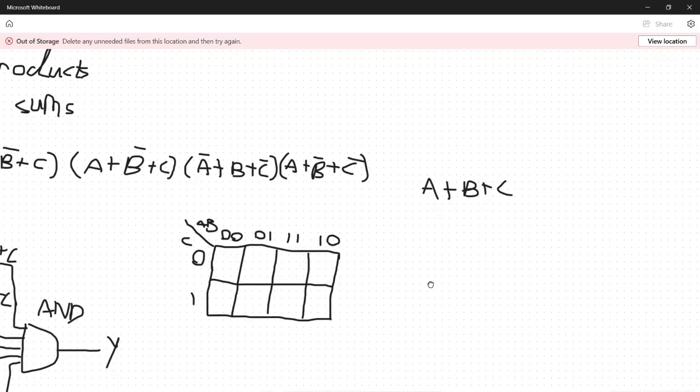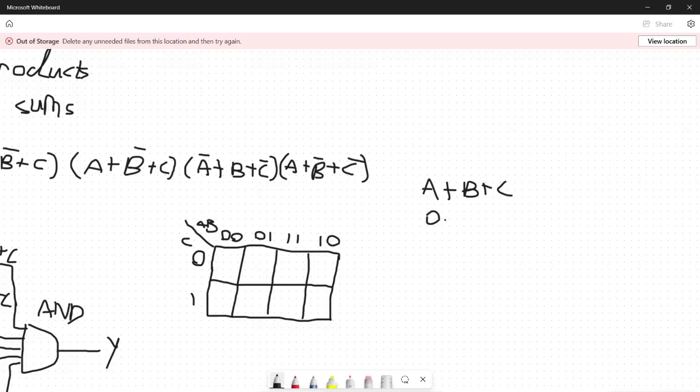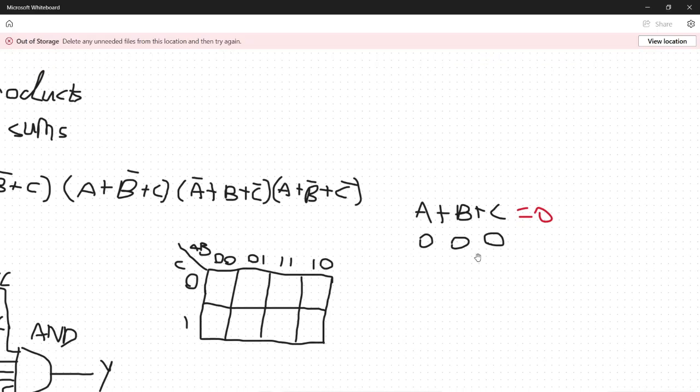And we'll get to why in a bit, but let's first see. So for this to be 0, all three of the digits have to be 0. So 0, 0, and 0. That means for this to equal 0, A must be 0, B must be 0, and C must be 0. So we're going to look for what digits would give an output of 0 here.